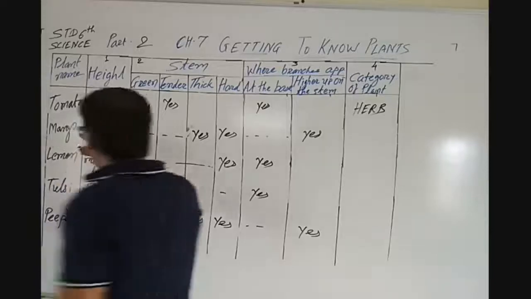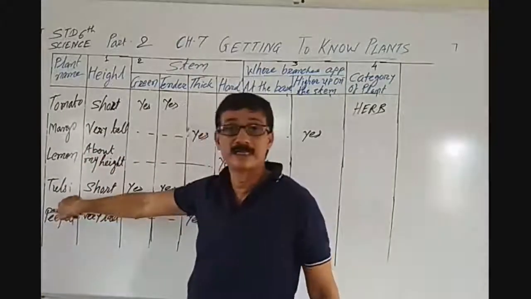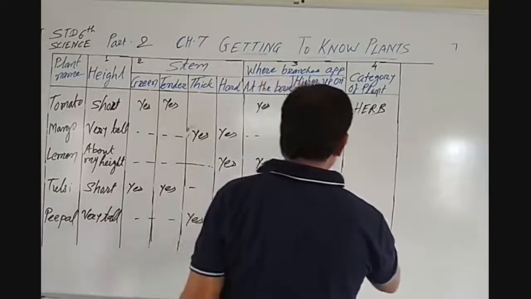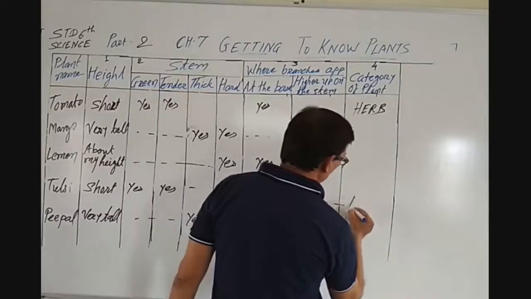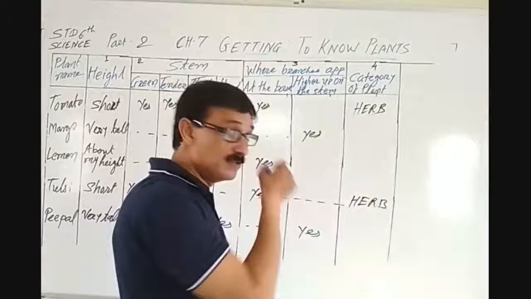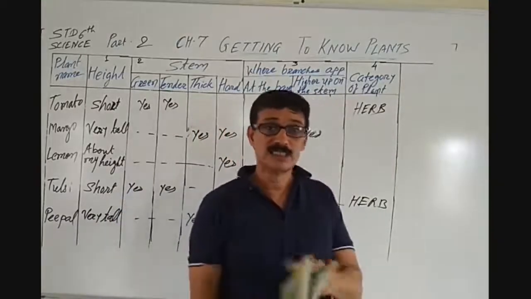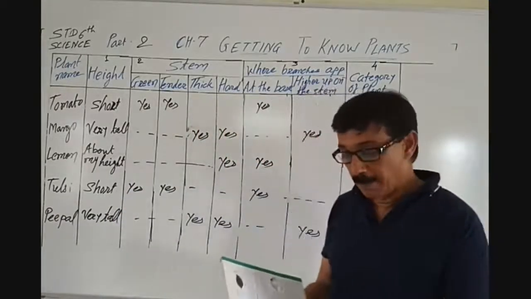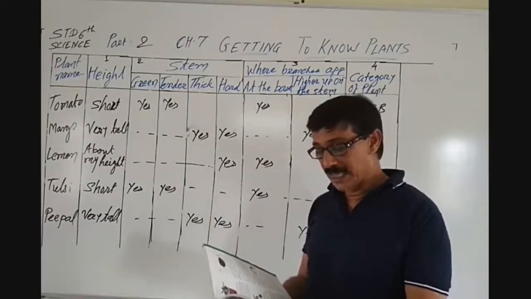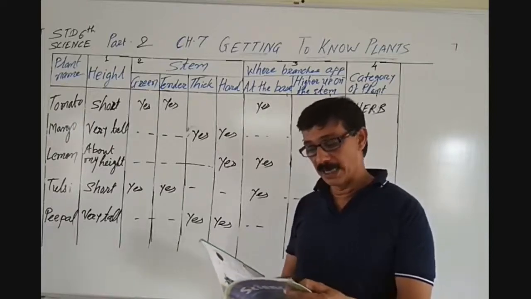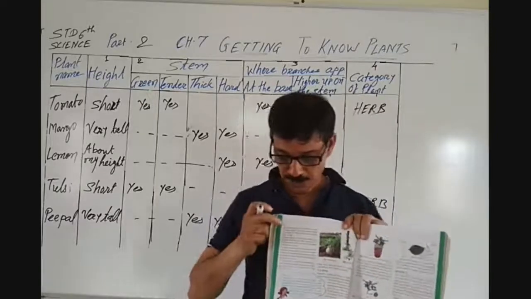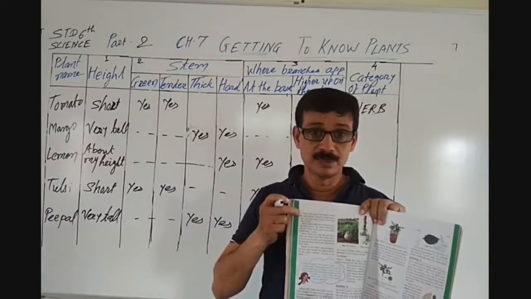Then, is there any other herb? Yeah, this is tulsi. That is short, isn't it? And that is why here we can say tulsi is also a herb. So 2 plants we have seen, those are herbs. The characteristic of a herb is what? Plants with green and tender stems are called herbs. They are usually short and may not have many branches. Here, you must have your pencil with you. Underline this paragraph.